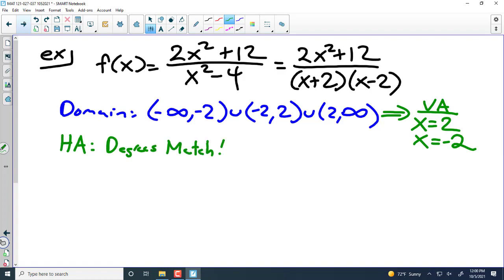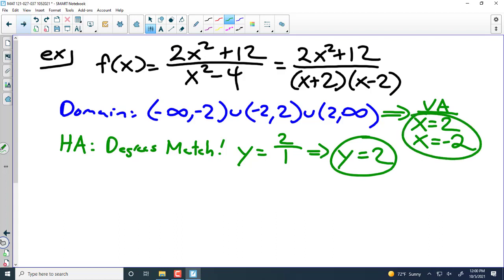The degrees match. Now, I don't expect you to have this memorized yet, but maybe someone does. When the degrees match, do we have a horizontal asymptote? Yes. Is this the one where it's always just 0, or is this the one where we divide? This is the one where we divide. So it will be y equals 2 over 1, the leading coefficient of the top divided by the leading coefficient of the bottom, or just y equals 2. And there's all of our asymptotes, both the horizontal one and the two vertical ones. We've got them.